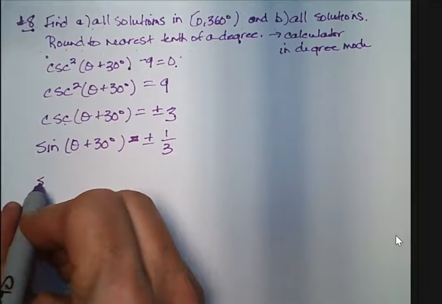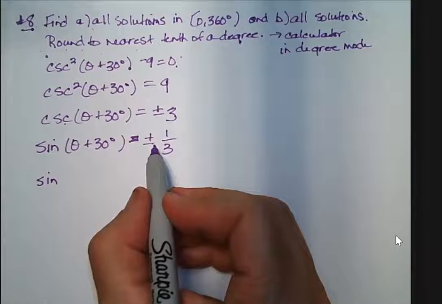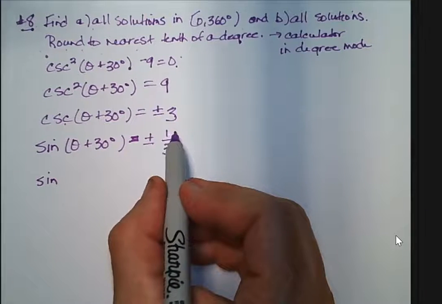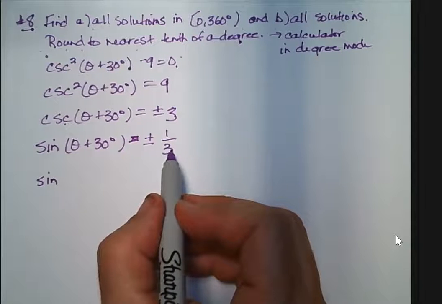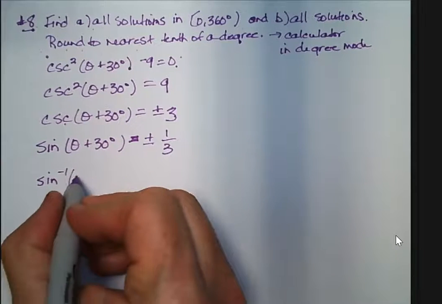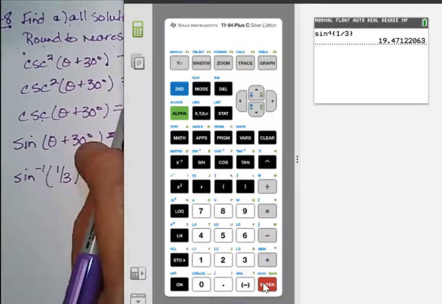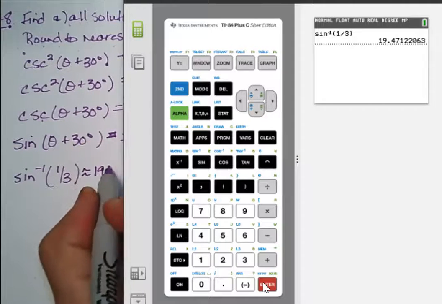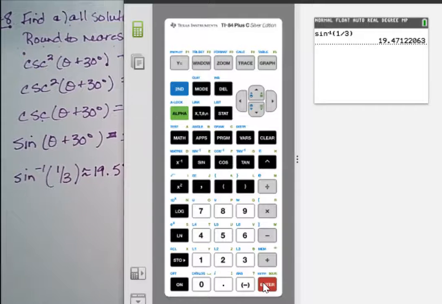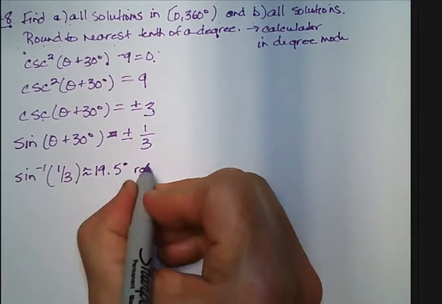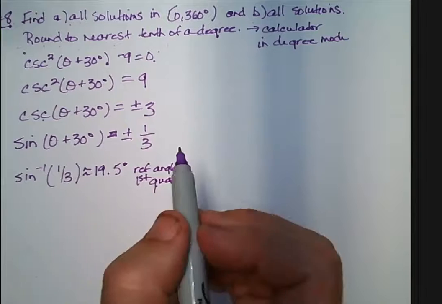What we want to do is find our reference angle. We should have 4 different angles that have a sine value of either plus or minus 1/3. We can find our reference angle in the first quadrant by using the inverse sine. So we would do the inverse sine of 1/3. In this problem, it was asking us to round to the nearest tenth of a degree. So I'm going to round this to 19.5 degrees. This is our reference angle in the first quadrant. It's also going to be one of our solutions for theta plus 30.